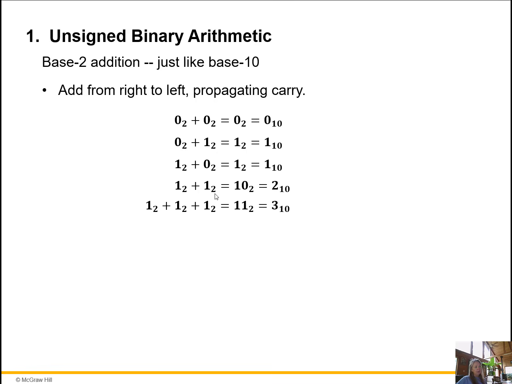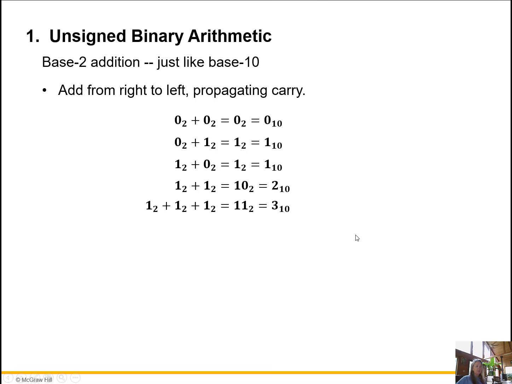If I add 1 and 1 in base 2, a 2 is represented as 1, 0 in base 2. And a 2, which we're real familiar with, is represented as this particular symbol here in base 10. If I add 1 and 1 and 1, that's going to be a 1, 1 in base 2. Now that is 1, 1 and 1, 2. That's what that represents, just like we looked at earlier. And this would be a 3 in base 10.